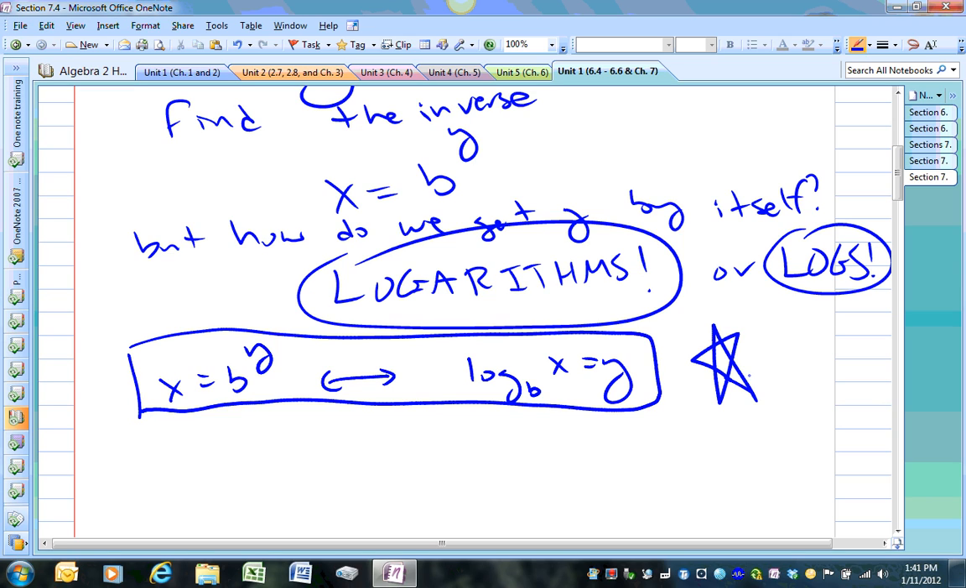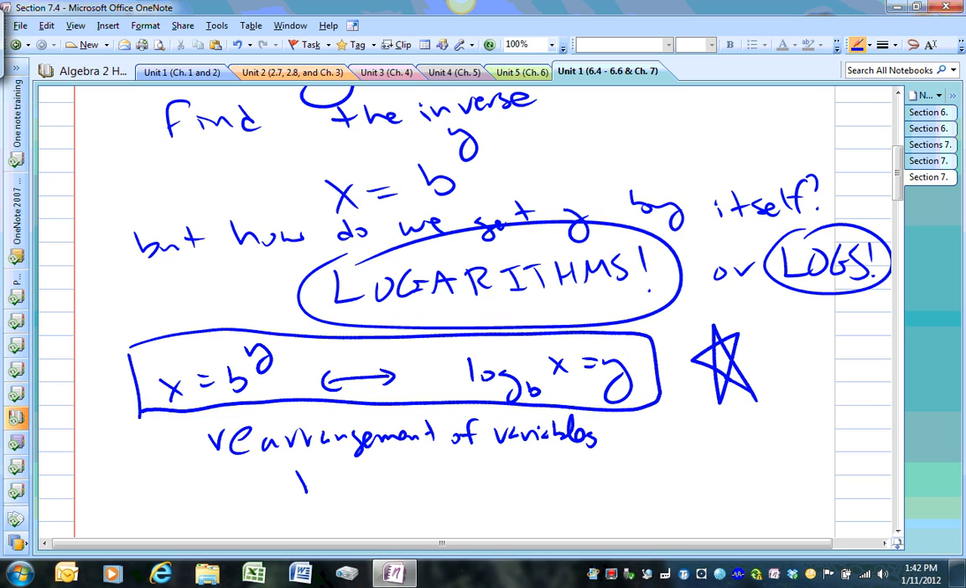x equals b to the y. If you had that, so you start with y equals b to the x, you switch x and y, so now you've got x equals b to the y. In order to get y by itself, we write it as a logarithm, where you have log, the b now becomes a subscript, and x is now your input, and you have y all by itself. So it's just a rearrangement. If you want to think of it this way, it's a rearrangement of variables.